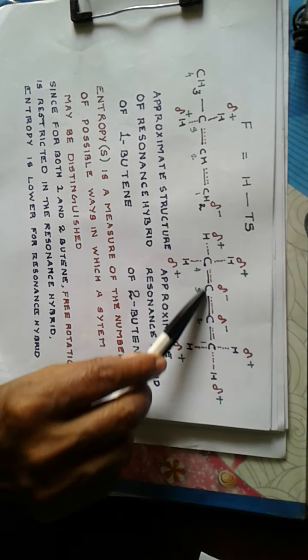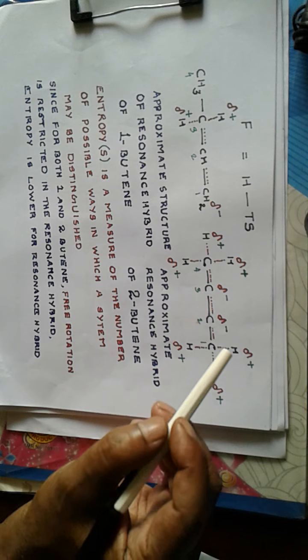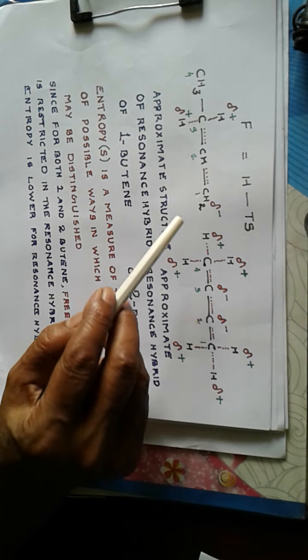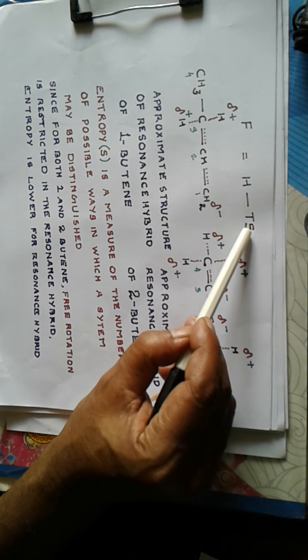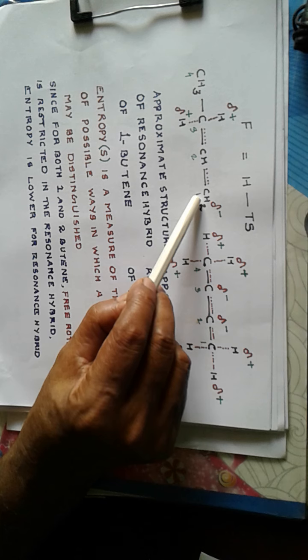In the case of 1-butene, there is a single bond, but in the case of 2-butene, there is no true single bond. So the bonds between all the carbon atoms in 2-butene are partial double bonds, and so free rotation is not possible. So the number of distinguishable arrangements in the resonance hybrid is lower in both cases, so that S is lower for both the resonance hybrid of 1-butene and the resonance hybrid of 2-butene.